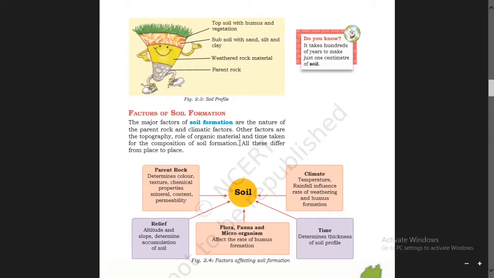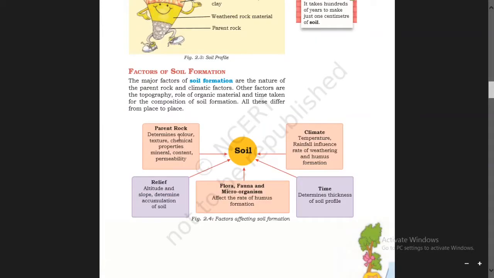Organic material means material derived from living matter, that is called organic material. All these differ from place to place. So all these, whatever we have mentioned here, are not alike in each and every place. They differ from place to place. Now here under you see factors affecting soil formation. What are the factors that affect soil formation?